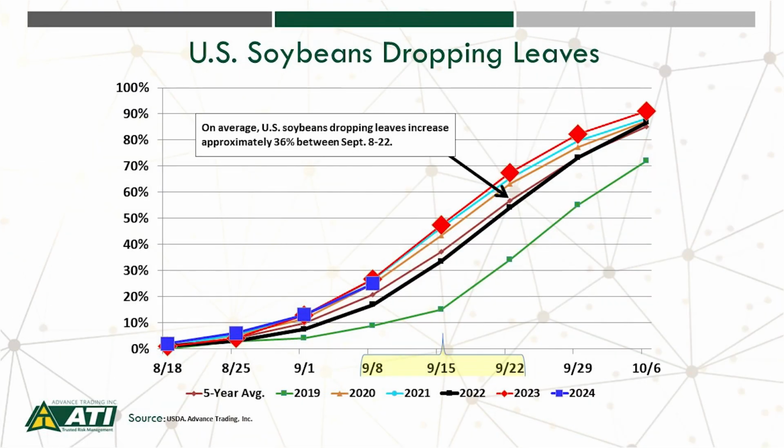Let's now take a look at crop progress, specifically looking at soybeans dropping leaves. We're looking here at about 25% of the beans dropping leaves on September 8th. On average, over the next 2 weeks, from September 8th to the 22nd, another 36% of the beans drop leaves. So if the weather is normal over the next 2 weeks, by the first day of fall on September 22nd, we'll be looking at dropping leaves somewhere around that 60% level.